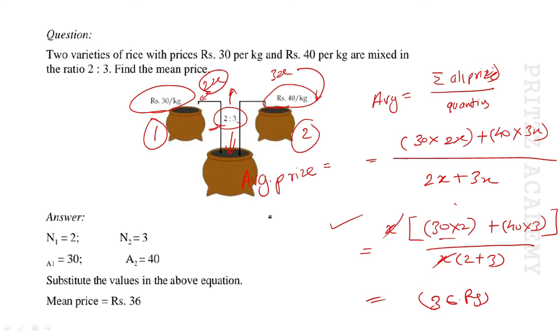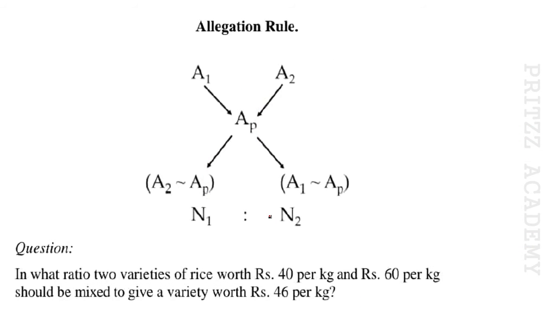Okay, for this we have to implement the allegation rule. So what is the allegation rule? We can understand with this question. In what ratio should two varieties of rice worth 40 per kg and 60 per kg be mixed to give a variety worth 46 per kg? This 46 is nothing but your average price. Okay, they don't mention here that it's an average price because they said it's a mixture, so you have to understand it is directly given as the average price.